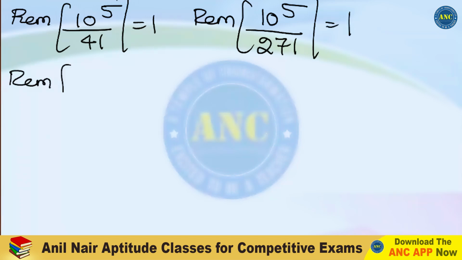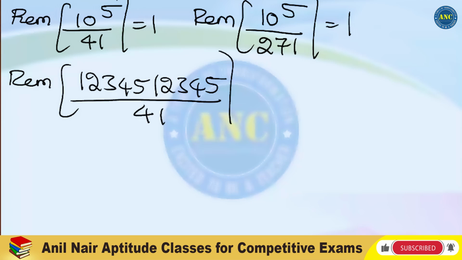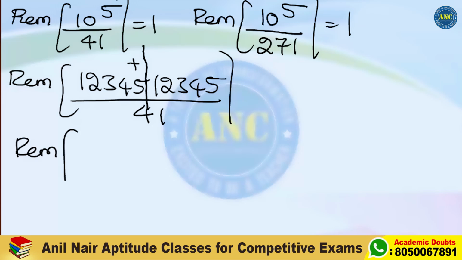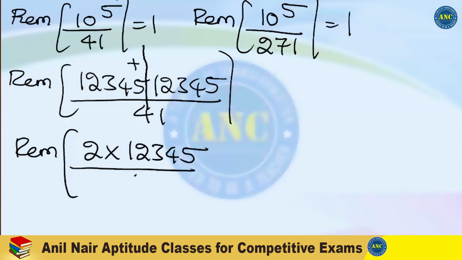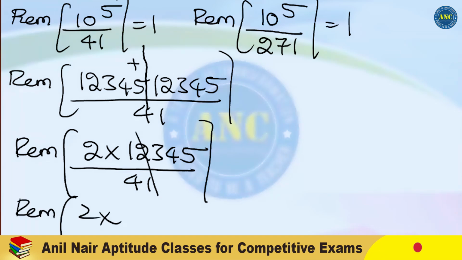That means if the question is remainder of 1, 2, 3, 4, 5, 1, 2, 3, 4, 5 divided by 41, 10 power 5 divided by 41 is 1. Start from the right-hand side. Take a group of 5 digits, add them. So the answer is nothing but 2 into 1, 2, 3, 4, 5 divided by 41. Are you all with me? Idea clear, right? Remainder of 2 into 12345 divided by 41: 3 ones are 123, 4 ones are 4, 5, so... 12345 divided by 41 gives 8 times... so the remainder is 8 after doubling: 8 divided by 41 is 8.